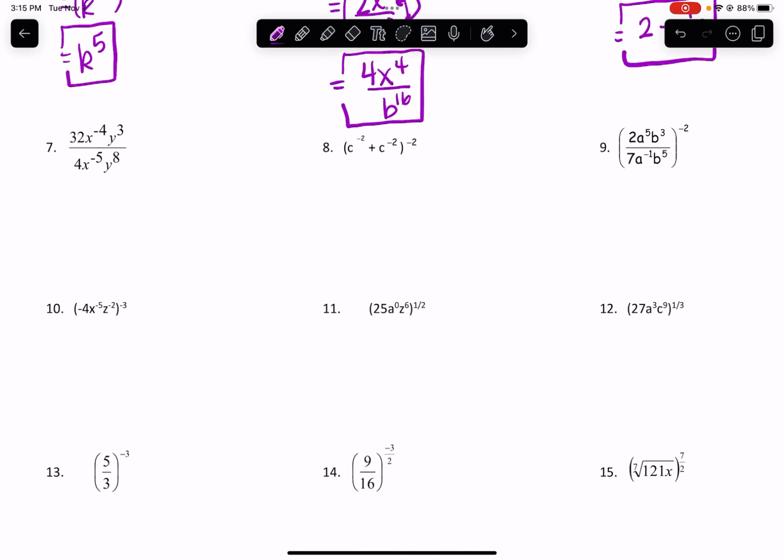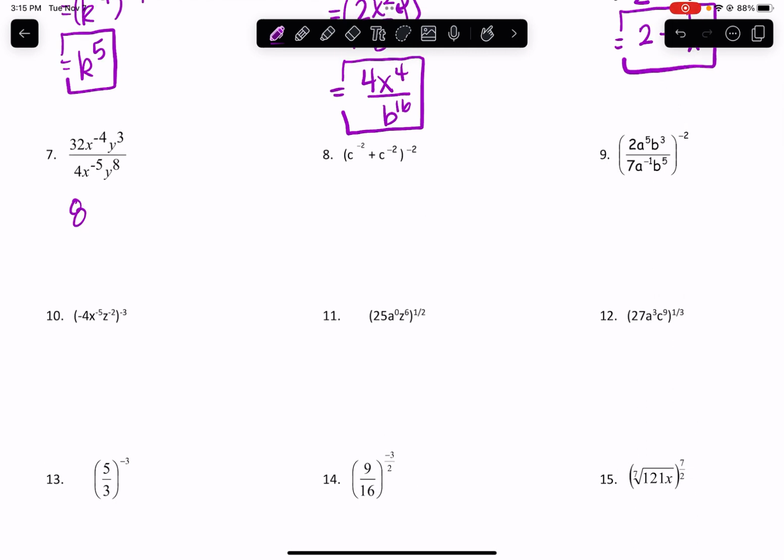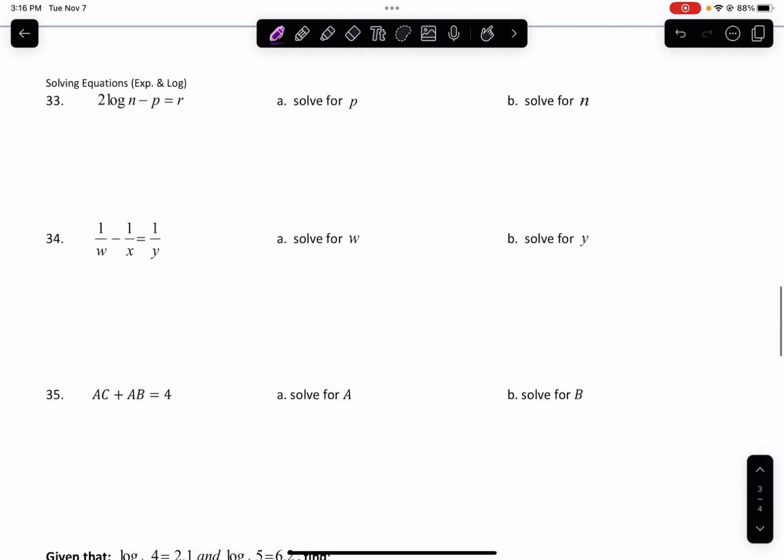7. Let's see, what are we doing on 7? Let's see, 32 divided by 4 is 8. This becomes x to the first over y to the fifth. So 32 divided by 4 is 8. Negative 4 minus a negative 5 is a positive 1. And y cubed, or 3 minus 8 is a negative 5, so it stays in the denominator where the number is bigger. Okay. I want to check something on 8 really quick before we do it.